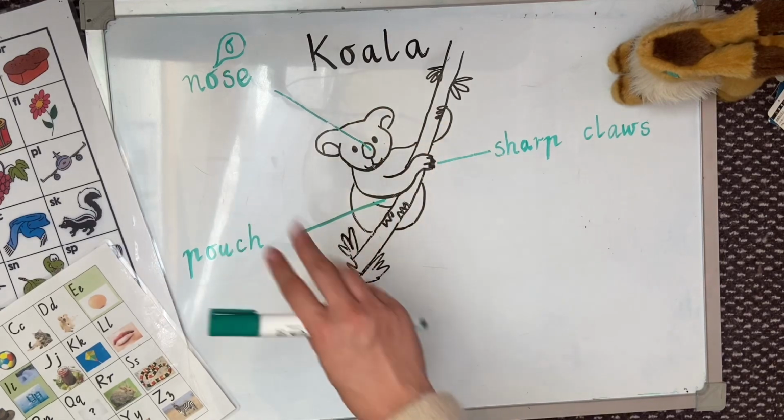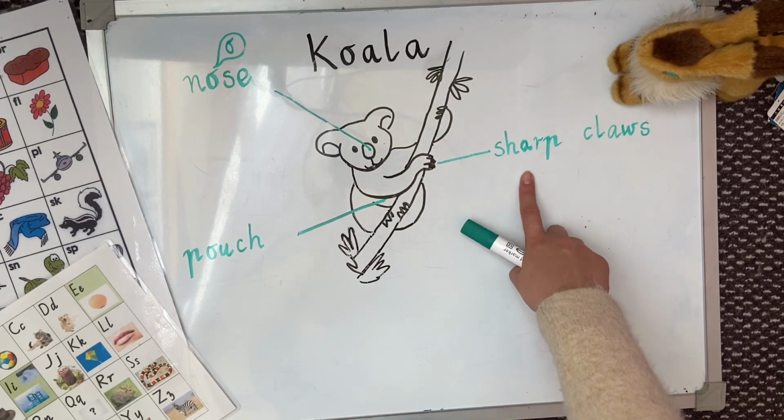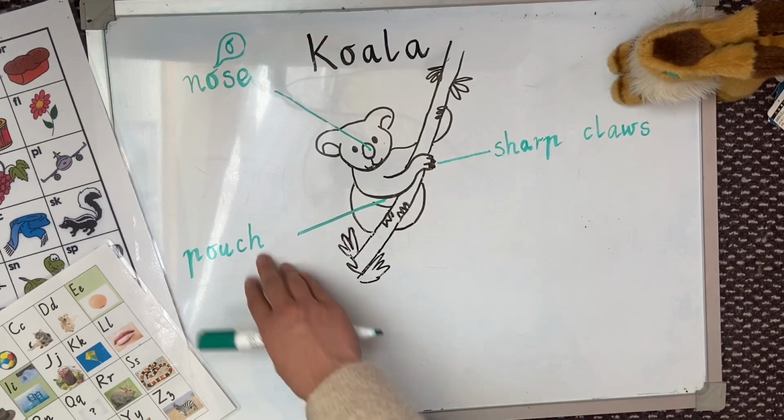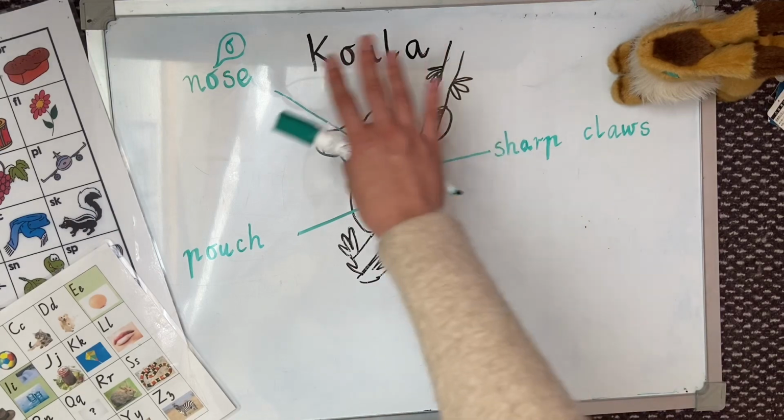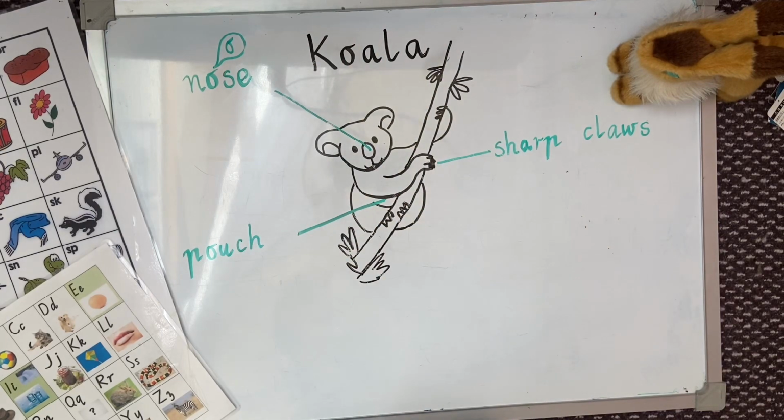There's my diagram of my koala. I've got my labels, sharp claws, pouch, and nose. I've got my title, and I've got my picture. When you do your diagram of the koala, you might want to try labeling different parts that I haven't done. See how you go. So now it's your turn to have a go at drawing the koala and labeling it. If you'd like to, you can always go back to the part in the video where I was drawing it and have that on your screen while you're drawing it.